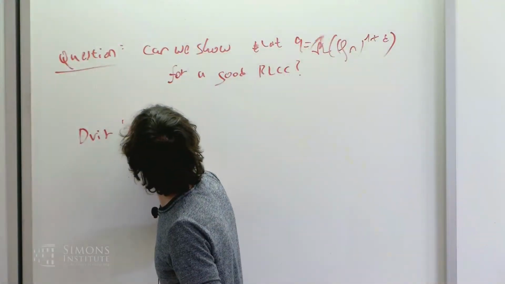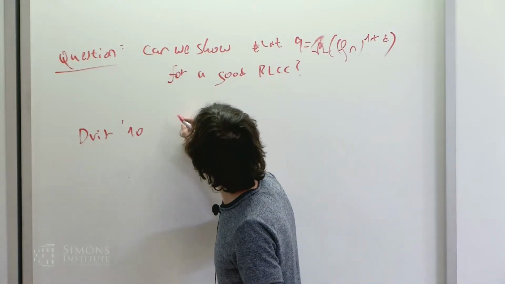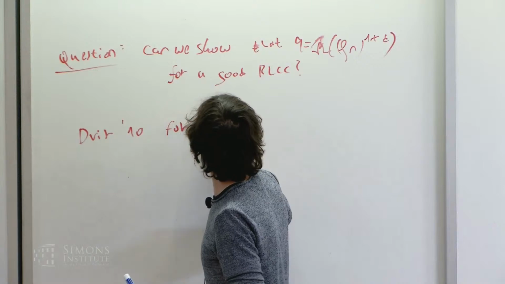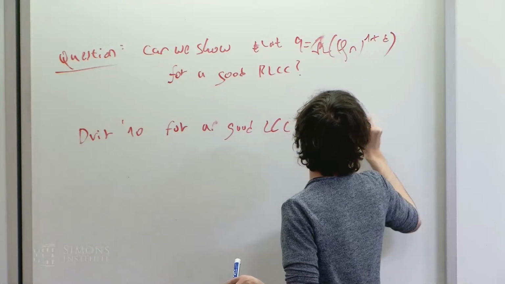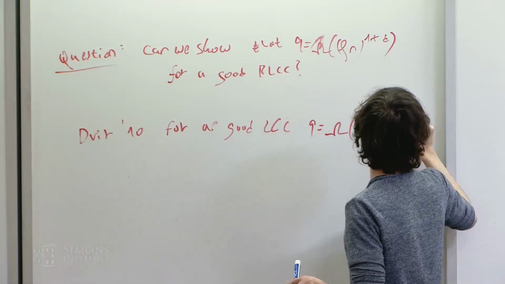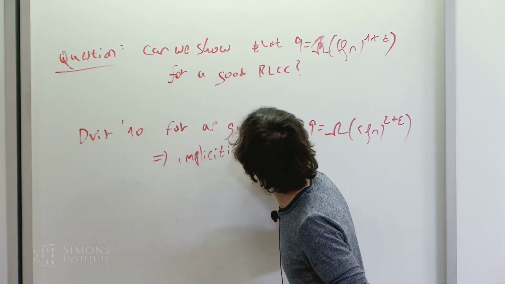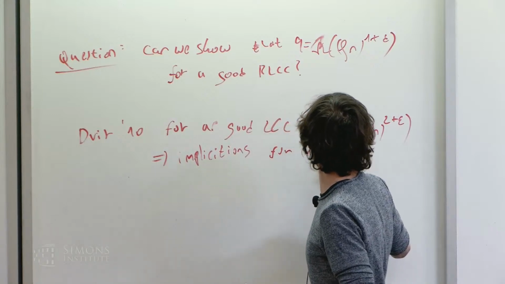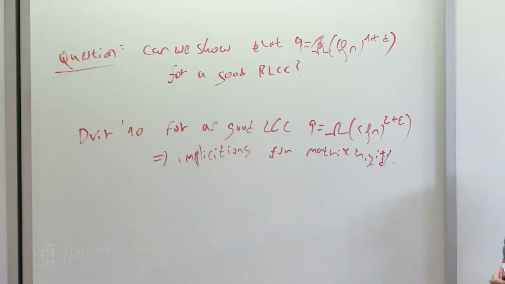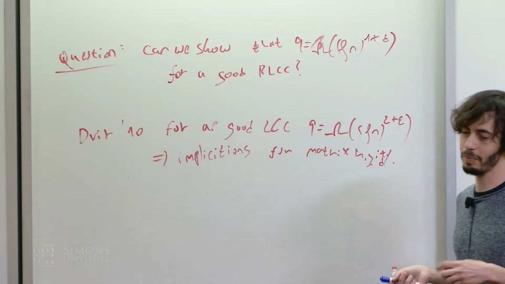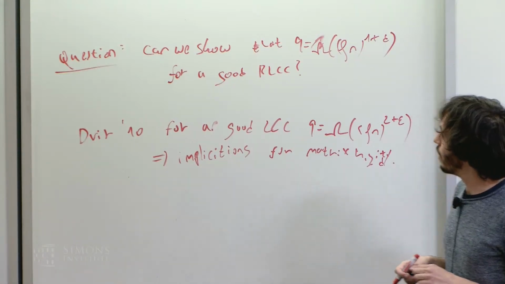For example, there is a work by Dvir from 2010, which says that if you can show that for a good LCC, it must be that Q is at least omega of (log n)^(2+epsilon) for any epsilon, then you get some implications for matrix rigidity that are unknown. It's still unknown, as far as I know.